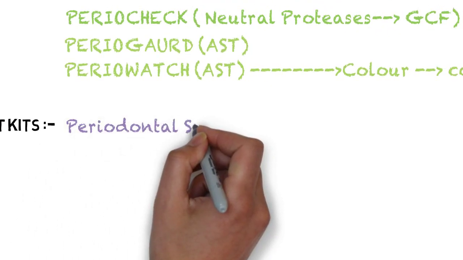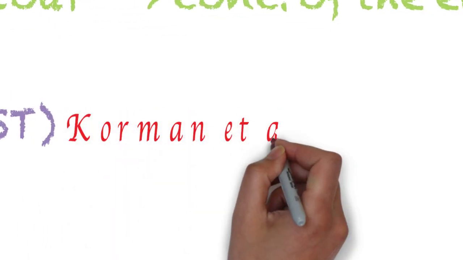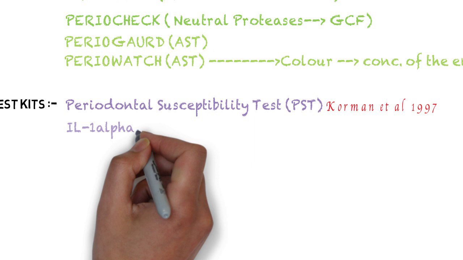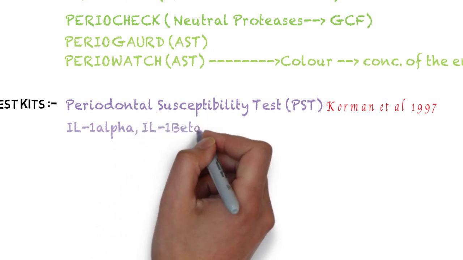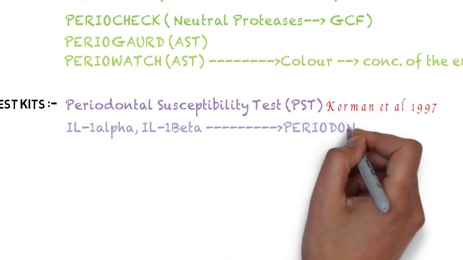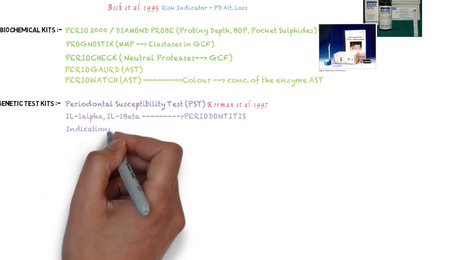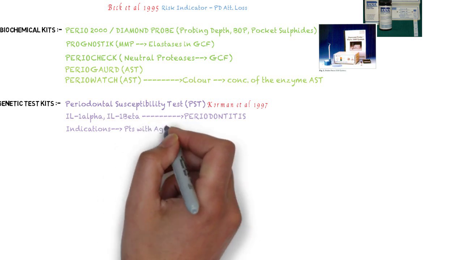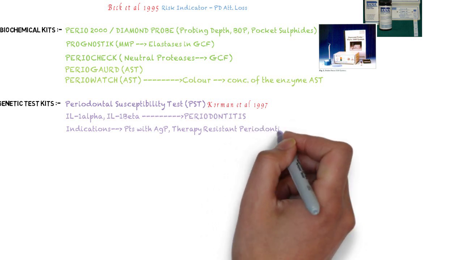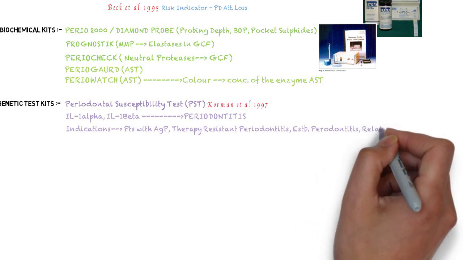The periodontal susceptibility test, or the PST, is the most popular of the genetic kits, which was devised by Kornman et al. in 1997. Two polymorphisms within the interleukin 1 gene cluster are closely associated with periodontitis. The PST detects the corresponding allele combinations in periodontitis patients, allowing the evaluation of individual risk for chronic periodontitis, aggressive periodontitis, therapy resistant periodontitis, also to evaluate relatives of PST positive patients, and to make future strategies for therapy.